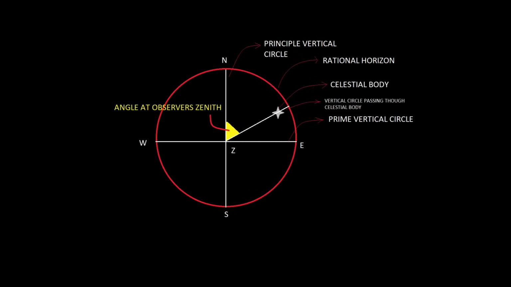Azimuth. It is the arc of rational horizon or angle at the zenith contained between observer's meridian and the vertical circle through the body, measured eastwards from north.